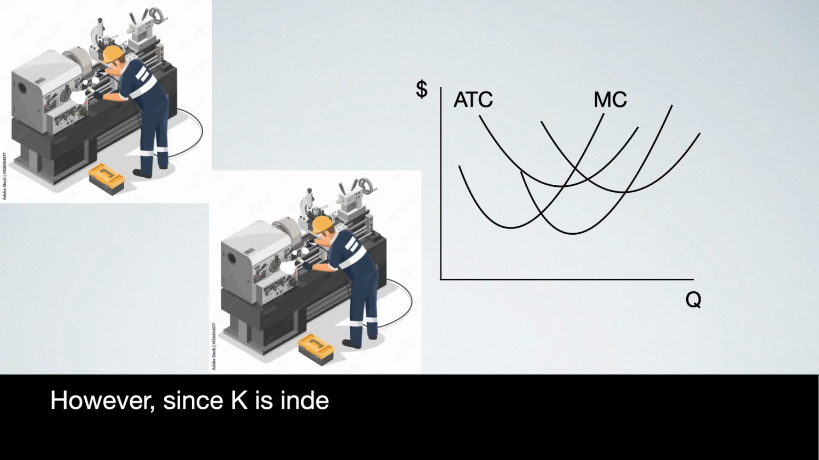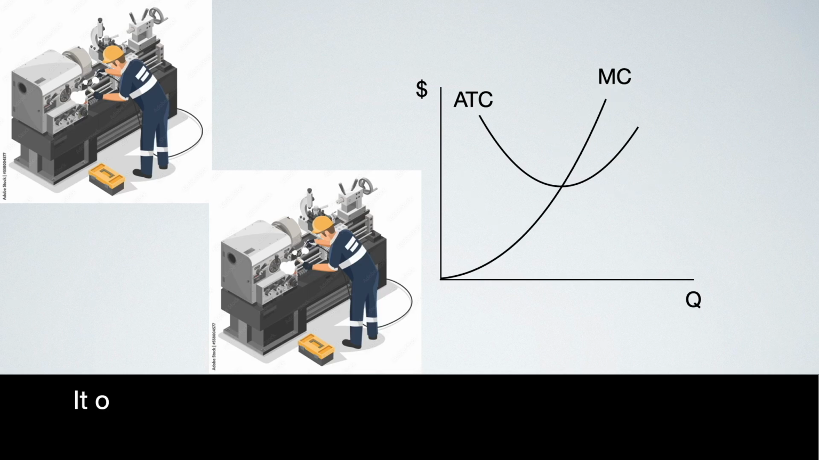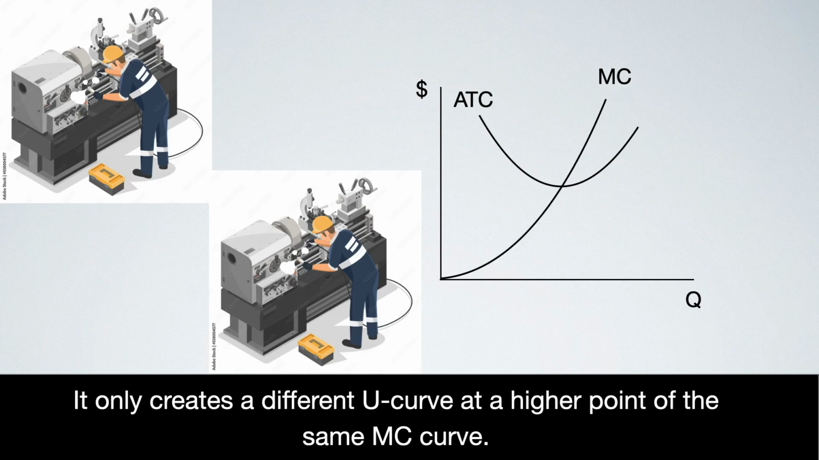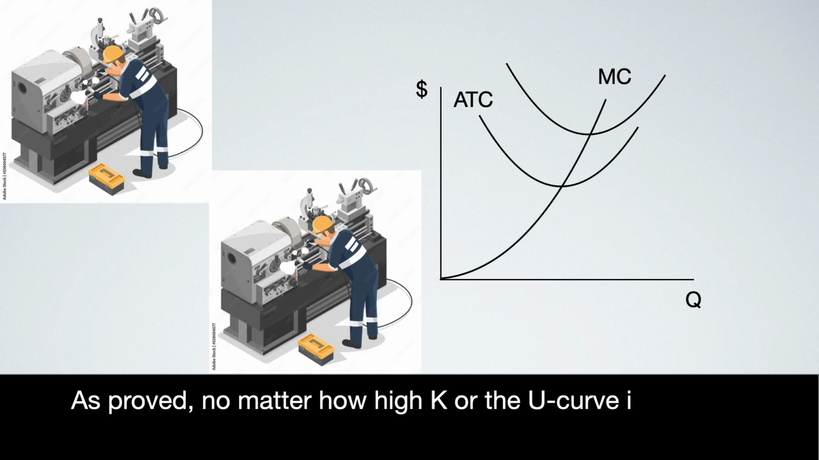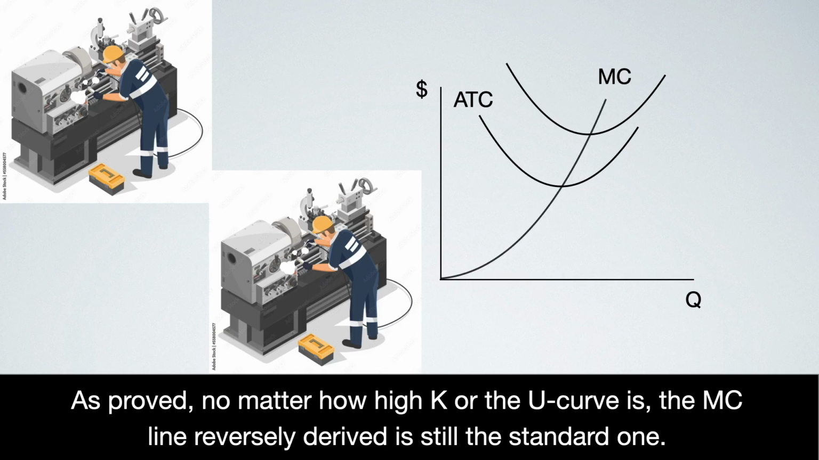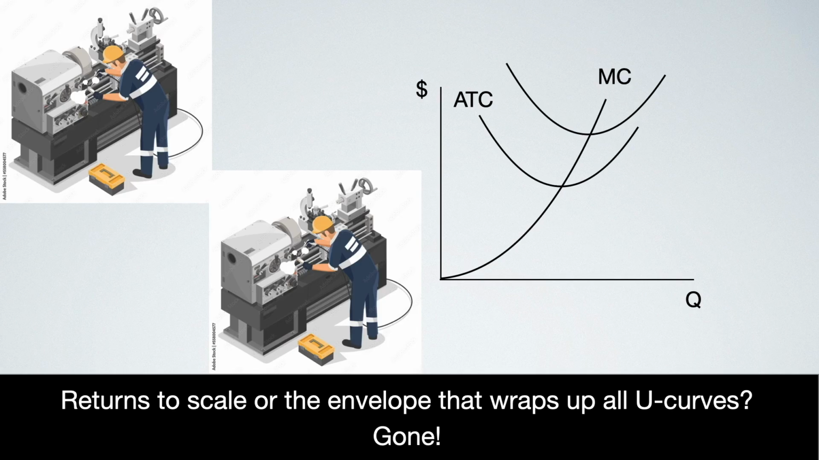However, since K is independent of Q, increasing K does not create any different MC curve. It only creates a different U-curve at a higher point of the same MC curve. As proved, no matter how high K or the U-curve is, the MC line reversely derived is still the standard one. Returns to scale or the envelope that wraps up all U-curves? Gone.